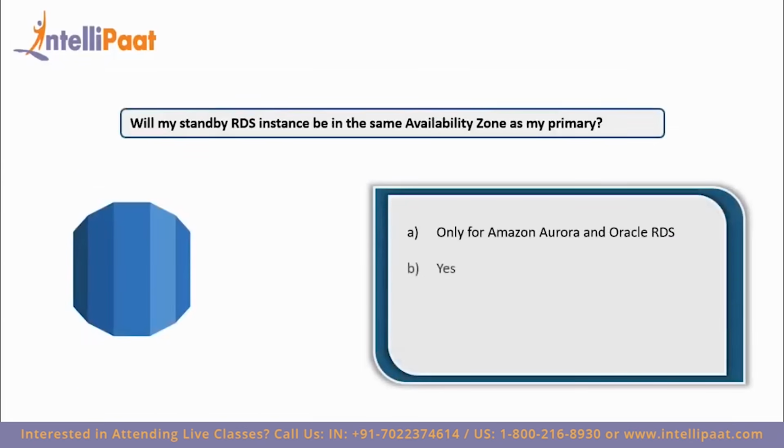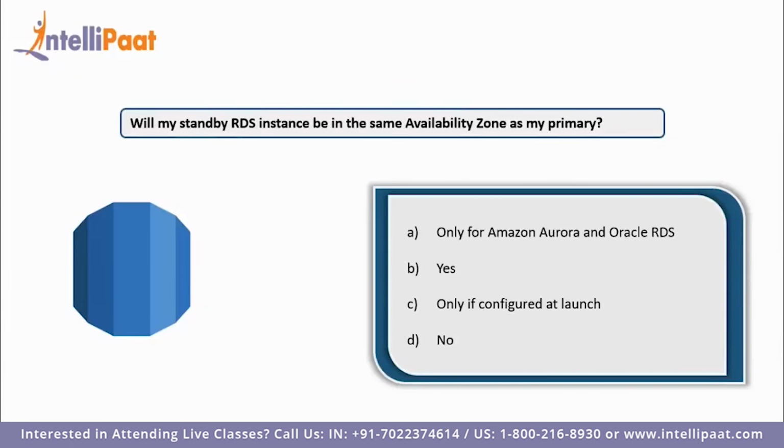Moving on, our next question is, you have a standby RDS instance. Will it be in the same availability zone as your primary RDS instance? The options are: it's only true for Amazon Aurora and Oracle RDS; second option is yes; third option is only if configured at launch; and the fourth option is no.